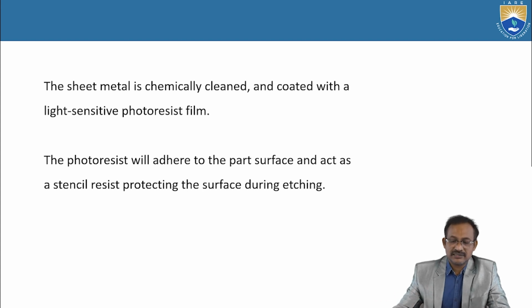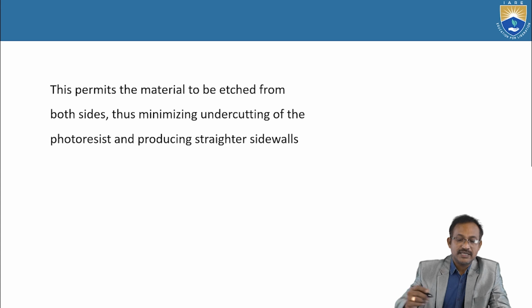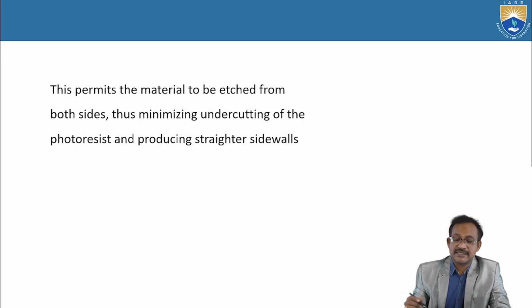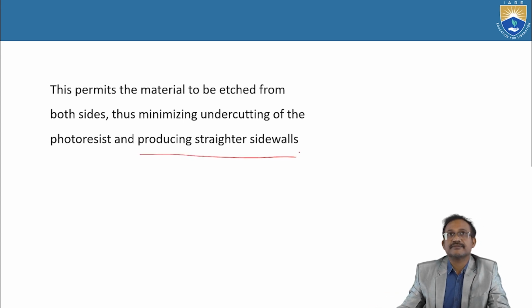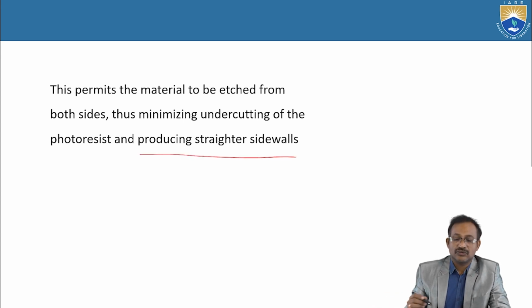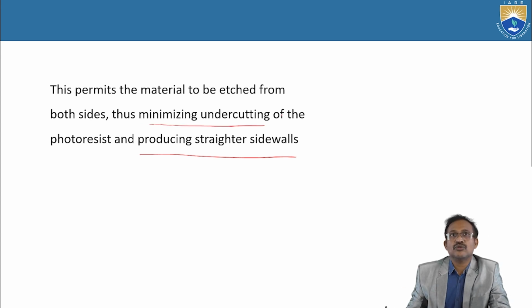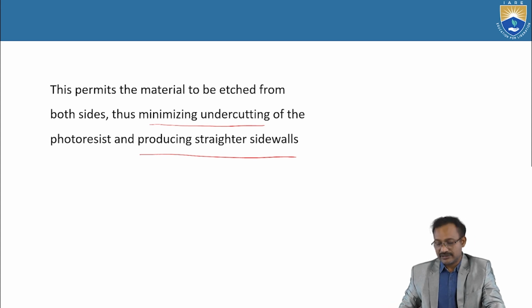The sheet metal is coated on both sides. This permits the material to be etched from both sides, thus minimizing the undercutting of the photoresist and producing straighter side walls. So here, minimizing undercutting of the photoresist and producing straighter side walls.